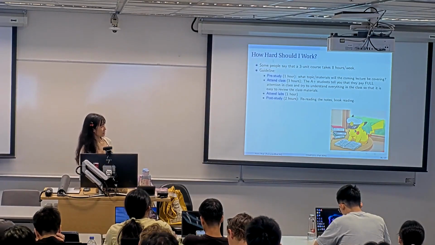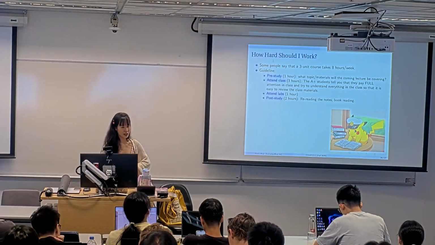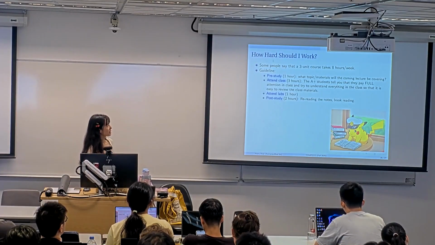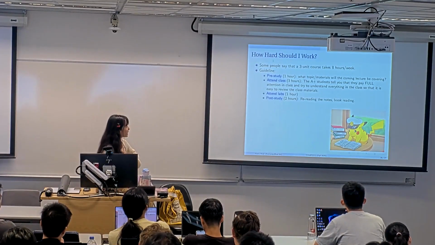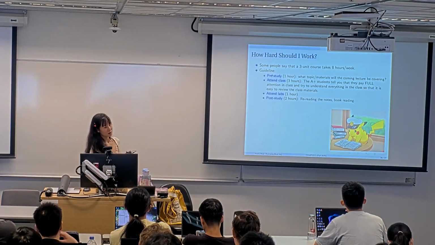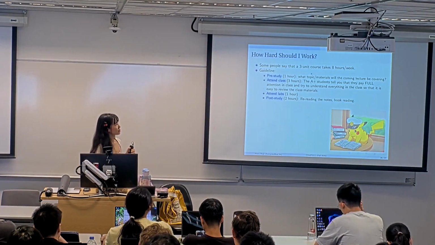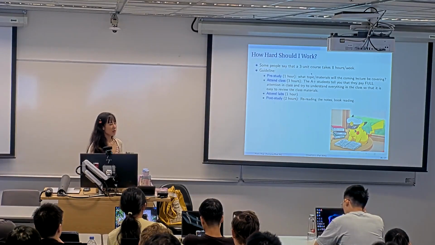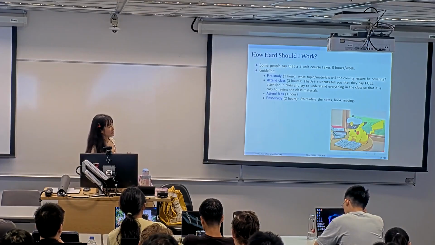Yeah, another question, how hard should I work? Some people say that a 3-unit course takes 8 hours per week. The guideline would be like this. Pre-study may cost 1 hour. So you can just check what topic or what materials the coming lecture will be covering, and attend class 3 hours per week. Of course, you have 2 classes.